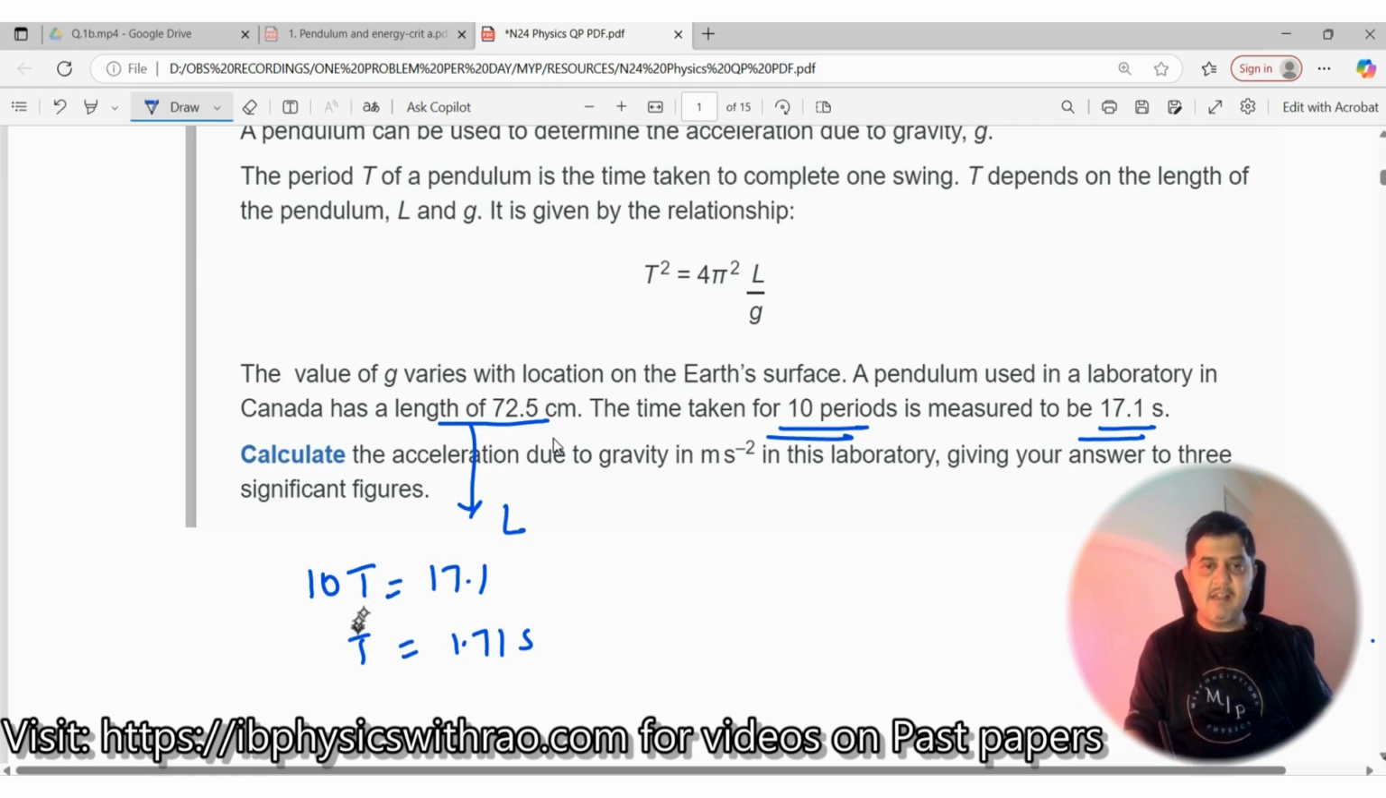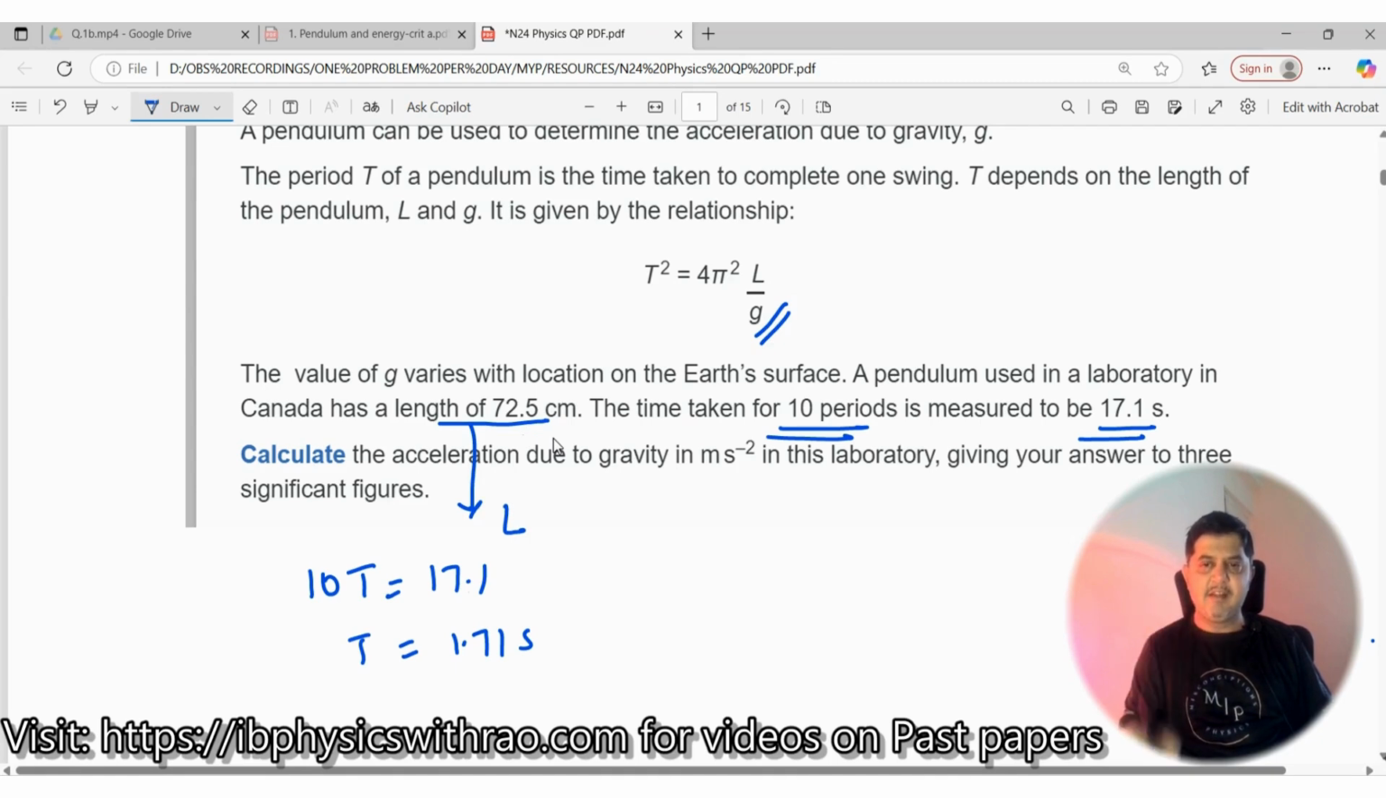Then calculate the acceleration due to gravity g in the laboratory, giving your answer to 3 significant figures. You need to calculate this value of g. How do you calculate the value of g? From here, the value of T is known to you. 4 pi square is a constant. Pi is 3.14. The L value is also given here. We just need to substitute all of them and get the answer. Very simple.